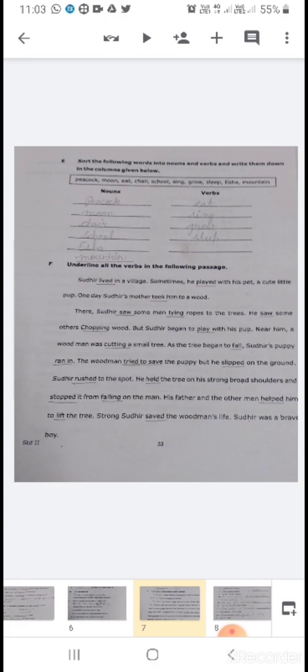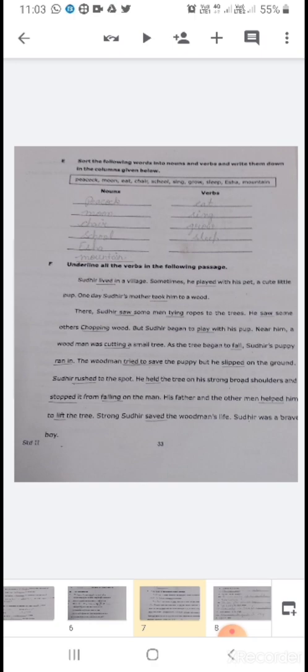Next is near him a woodman was cutting. Sudhir's puppy ran in. Here fall and ran both are the verbs. So underline both these verbs. Next is the woodman tried to save the puppy but he slipped on the ground. So here tried to save is a verb and slipped is also a verb in this sentence. Next is Sudhir rushed to the spot. So underline the rushed, it is a verb.